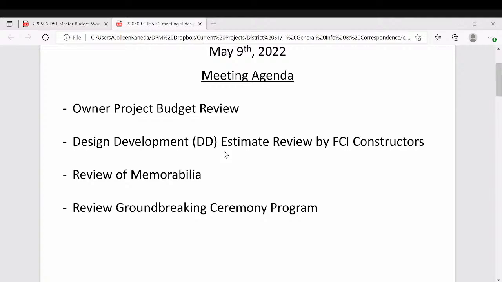Then FCI is gonna come in, they're gonna present the design development estimate and answer any questions that you might have. One of the ways in school projects, especially when we know we have a finite budget, and in our environment today with costs escalating rapidly, that we manage costs is to have what we call add alternates. So there is scope that's not in the base scope that we're gonna review with you all as we might wanna add things back into the project.